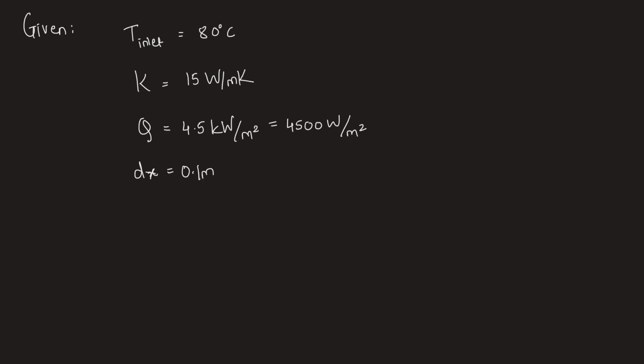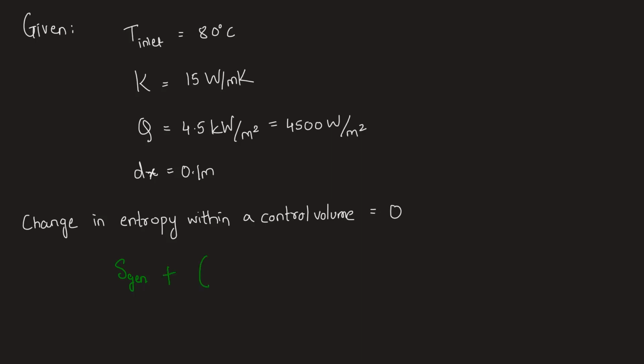Now first thing, we know that change in entropy in a control volume should be 0. So if we say that rate of entropy generation is S subscript gen, then we can write S gen plus rate of entropy at the inlet minus rate of entropy at the exit, so this total sum will be equal to 0. That is, the entropy generated should be equal to the difference between the entropy at exit and inlet. Therefore, we can rearrange this and write down rate of entropy generated S gen will be equal to S at exit minus S at inlet.